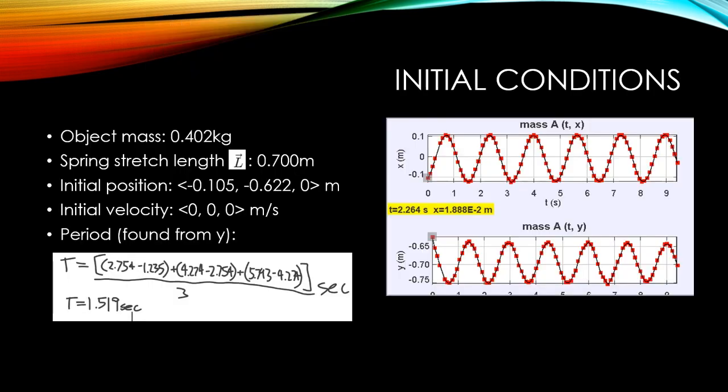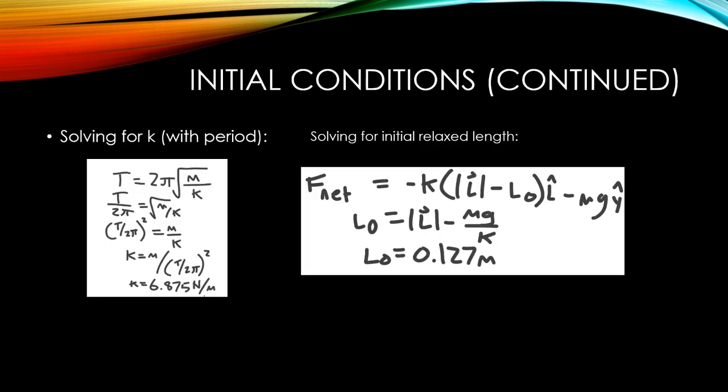All right, initial conditions: that's the mass, that's the stretch length, that's the initial position, that's the initial velocity. It's zeros on everything because it starts from rest. And this is a period I found by averaging the distance between three of the peaks on the y, and that's what I got for that. And solving for k, the period is equal to 2 pi times the square root of mass over k, and I rearranged the equation to calculate the k value, as you can see down here.